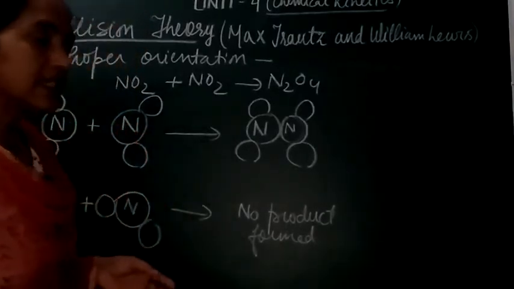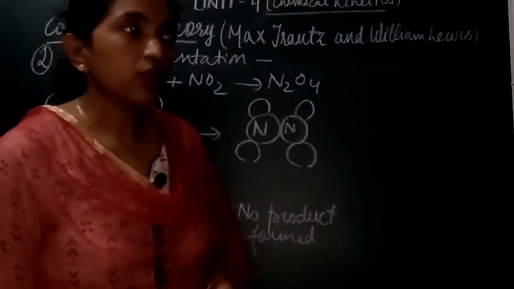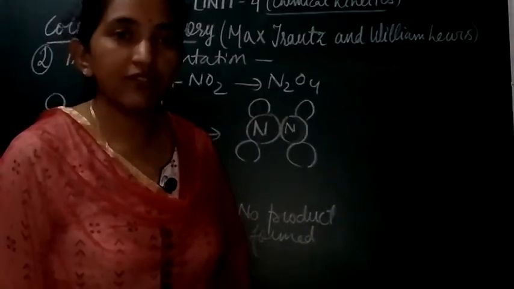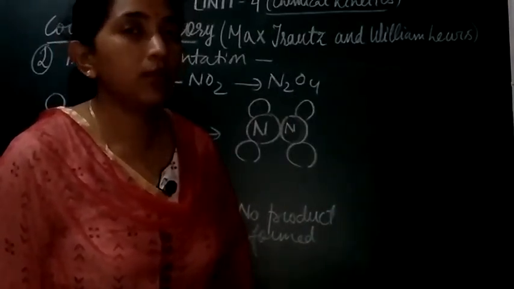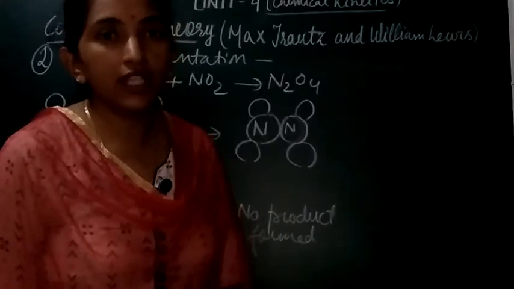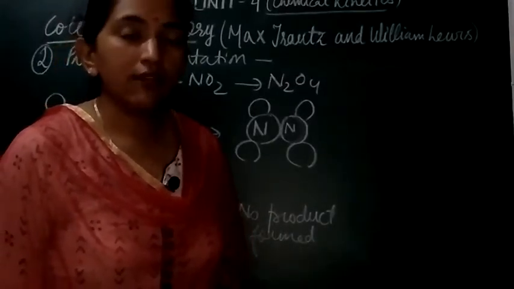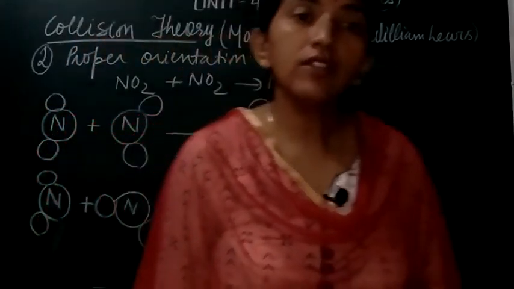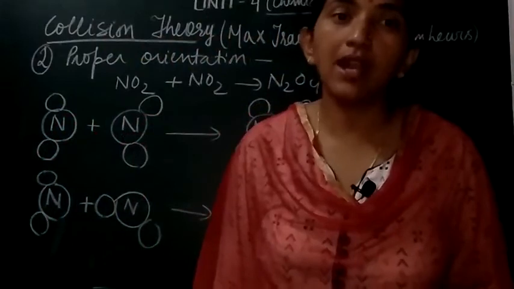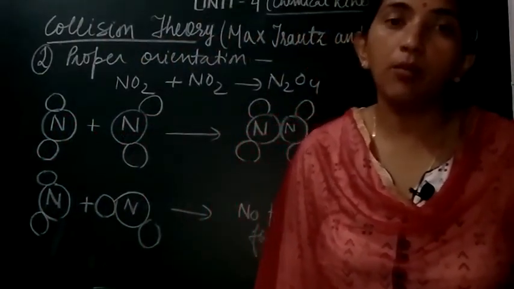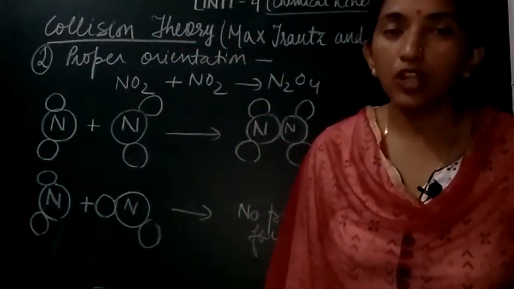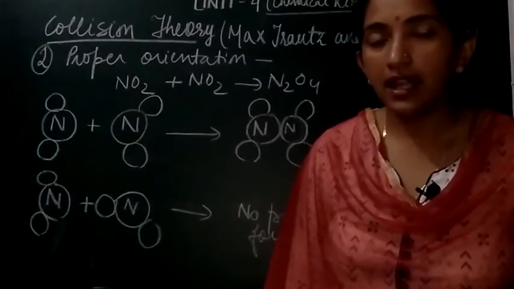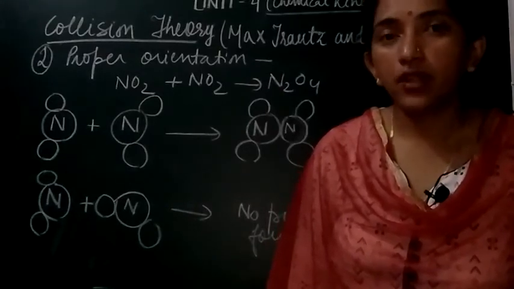Now students, the next is the rate of the reaction. According to collision theory, the rate of the reaction is going to depend upon two factors. It is going to depend first upon the collision frequency, and it will depend upon the fraction of the molecules undergoing the effective collision. Again, I'm repeating, according to the collision theory, the rate of the reaction, that is R equals minus dx upon dt, will depend upon the fraction of the molecules possessing the effective collision and the collision frequency.